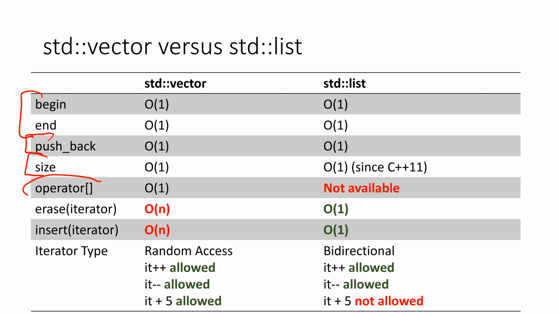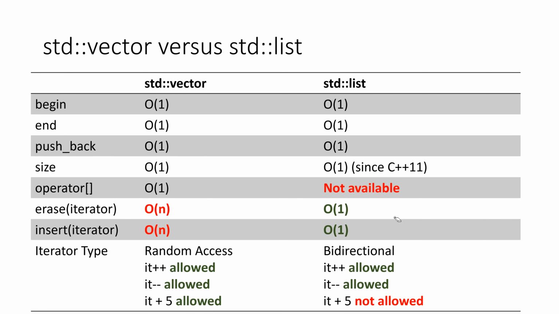Square bracket operator, a big strength of vector, is order 1. It is not available in a list because you cannot make it efficient. If you tried to build it, it would be an order n operation. It doesn't really make sense, it just will not compile. Erase and insert are very fast in a list, but very slow, order n, in a vector. Okay, so that's the weakness of the vector.